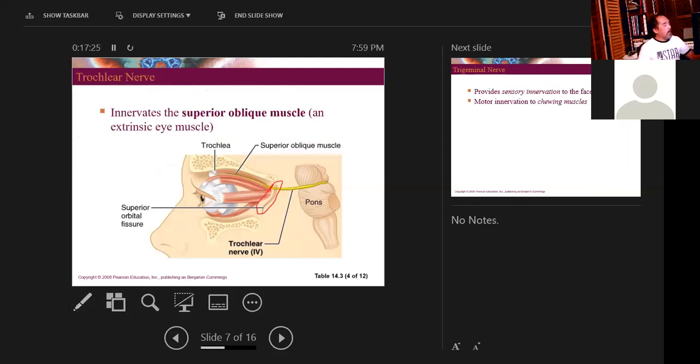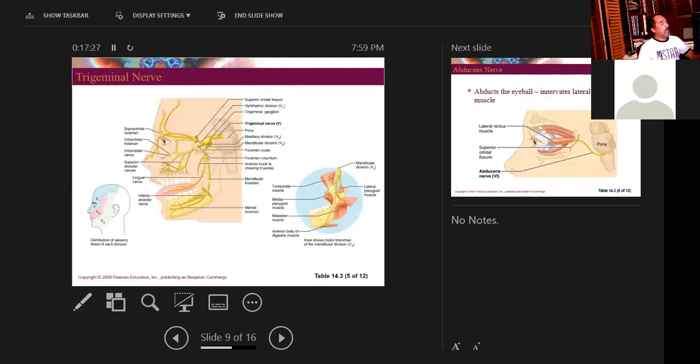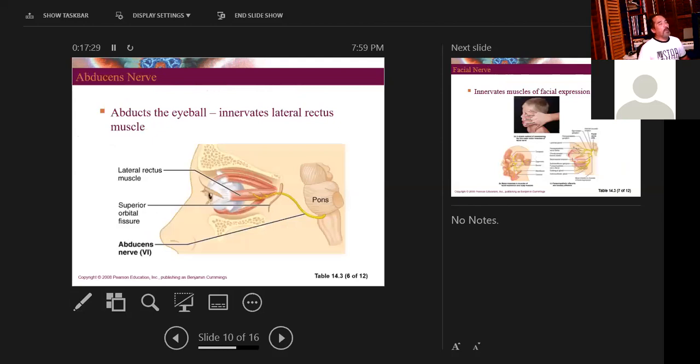Okay, I'm going to jump to number 6. Number 6 is your abducens. Abducens innervates the lateral rectus. Remember, LR6 SO4, lateral rectus abducens. So what hole does it come from? It comes out from, again, the SOF, superior orbital fissure. Okay, so that's the commonality: 3, 4, and 6 come from the superior orbital fissure.